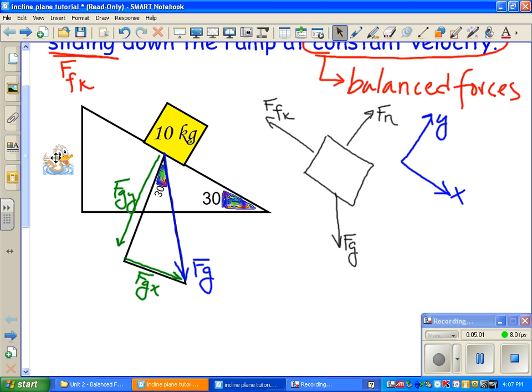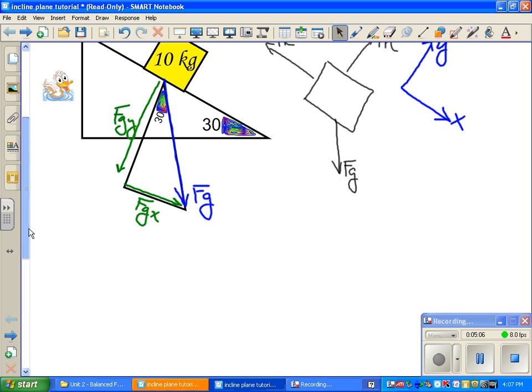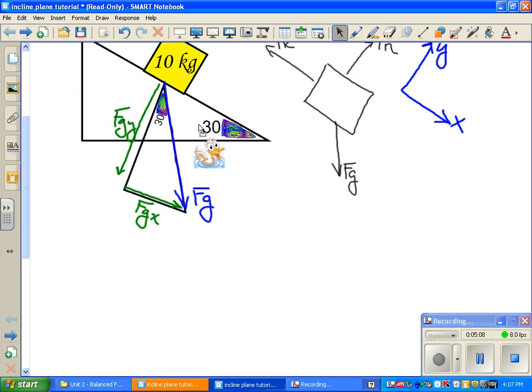So I'm going to try and figure out how to do this using my friend Sohcahtoa. That's right, Sohcahtoa. If I look at my triangle, this one right here, I want to figure out how do I calculate Fg x and Fg y? All right, so let's go about that.